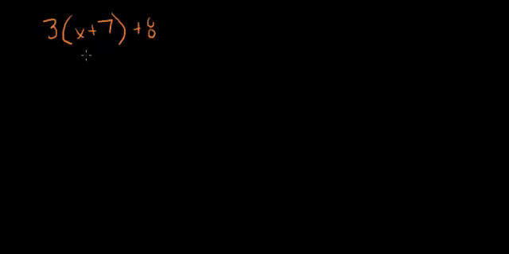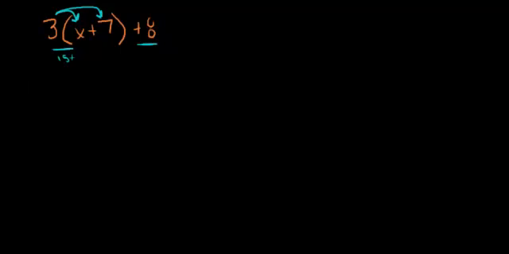Let's take a look at what happens when we have variables involved. Let's take a look at this example. So I have 3 times the sum of x plus 7 plus 8. I'm going to multiply that 3 times each of these terms inside the parentheses. I can't do anything with this yet. I have to simplify this down because the multiplication right here has to be done first, then I can do the addition.